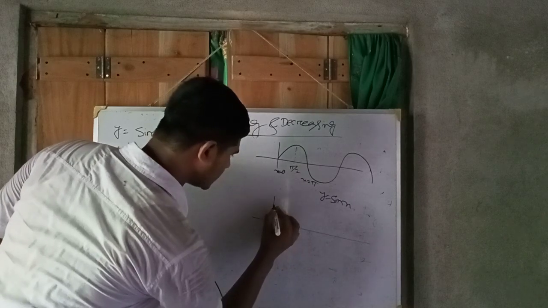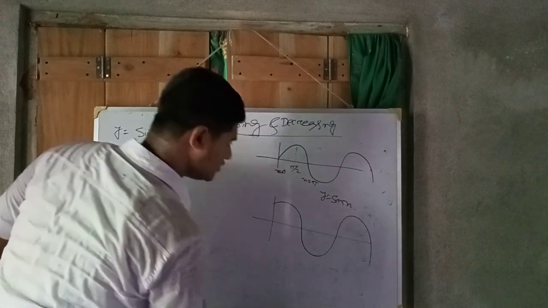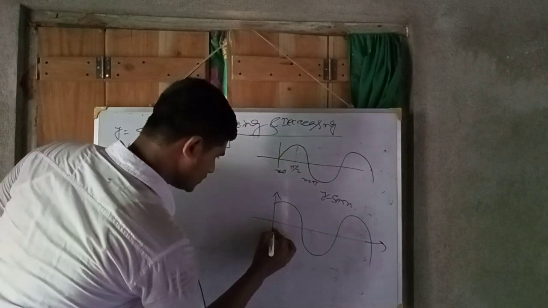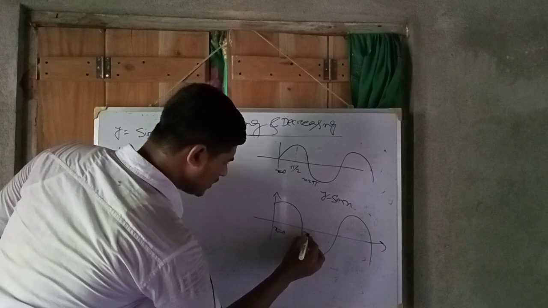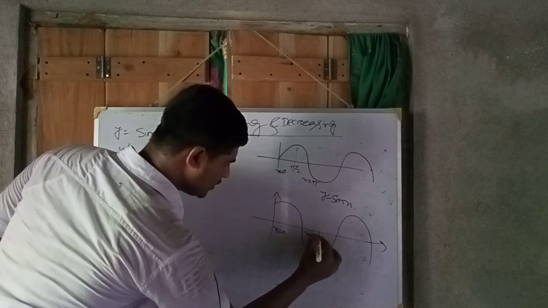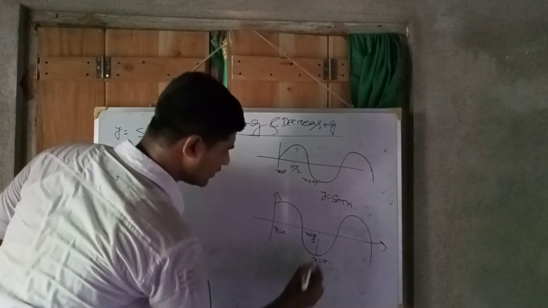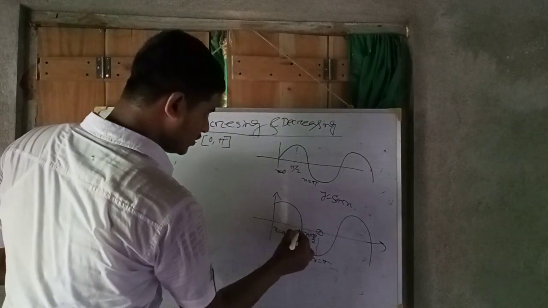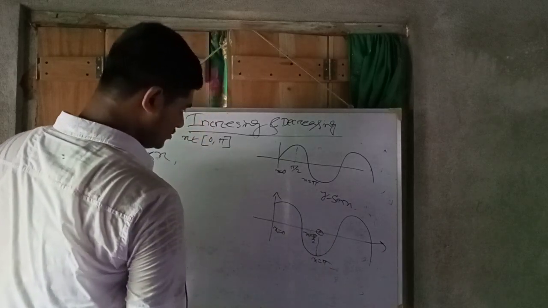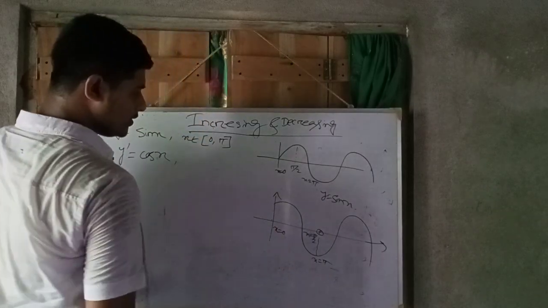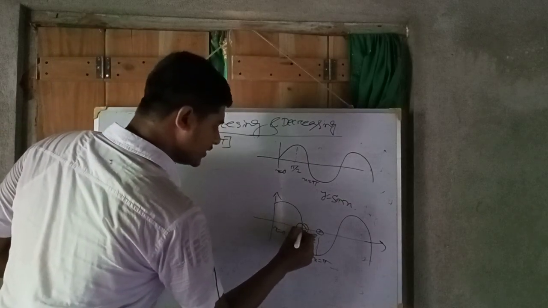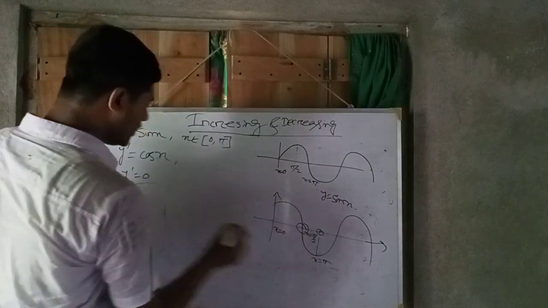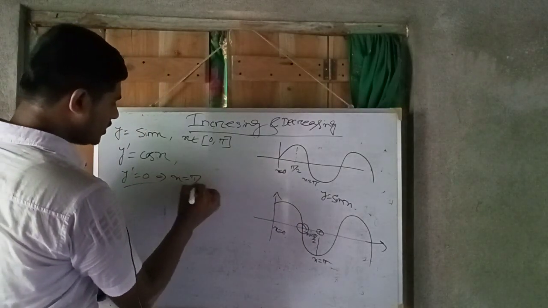The graph of cos x, we also draw. Suppose here x equals 0, here x equals pi by 2, and here x equals pi. From 0 to pi, only at this point y dash is 0. So what is the point? It implies x equals only pi by 2.